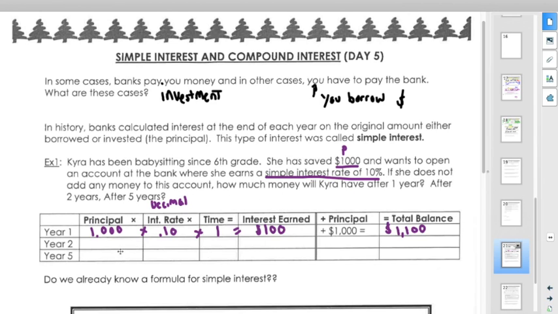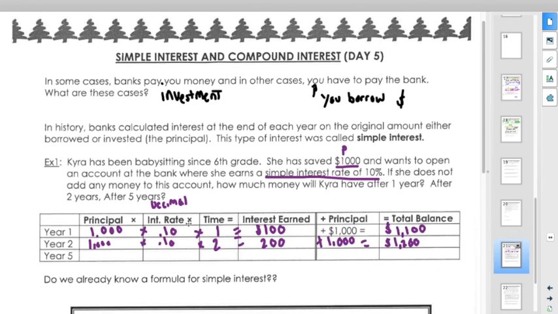Now, principal for year two. Again, principal's not going to change. It's your original amount, and we're still at 1,000. Her interest rate is not going to change either. It's still 0.10. But now we're on year two, so it's been 2 years. So if we multiply all this across, we would get $200. So she would have earned $200 in 2 years, which means, adding back our principal, she would have a total now of $1,200.